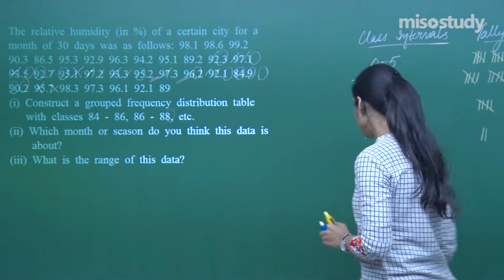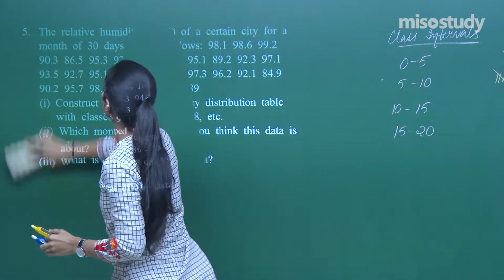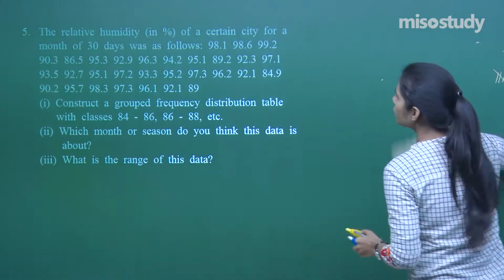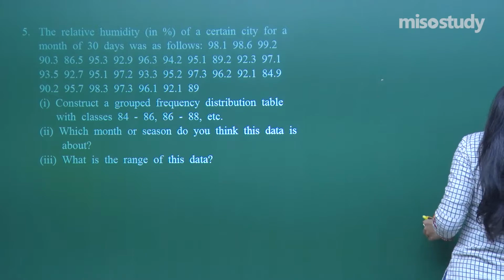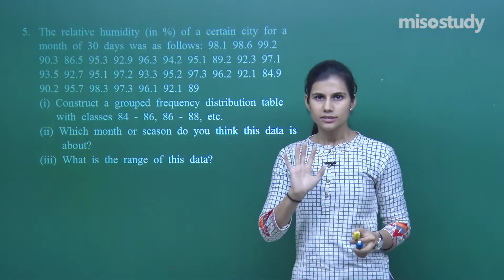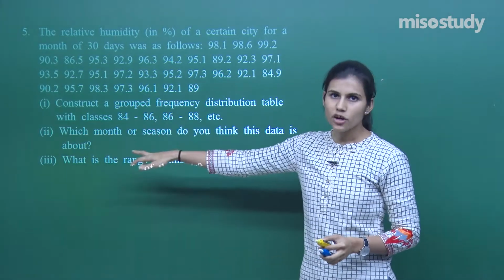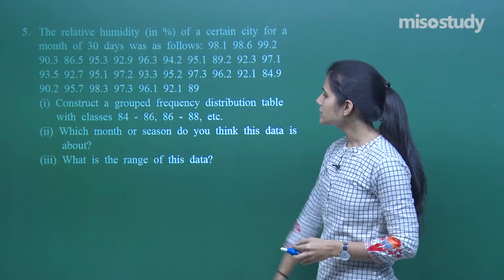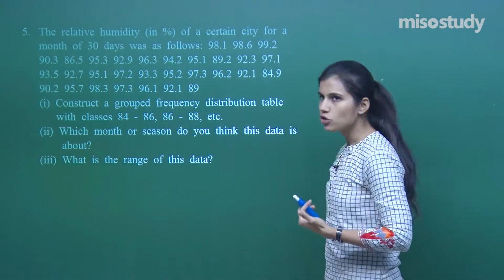It says that the relative humidity of a certain city for a month of 30 days was as follows. Construct again a group frequency distribution table. Now the class size is not mentioned, but the class intervals are given, just 2 are given. So taking the idea of class size from these class intervals, I am going to write all the class intervals. It also asks which month or season you think this data is about and what is the range of this data.